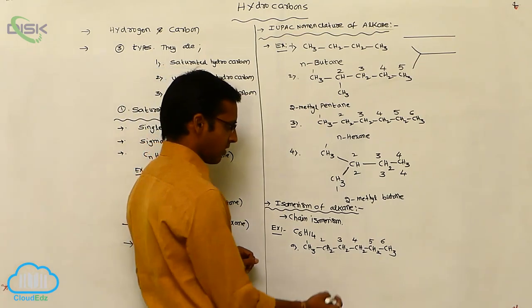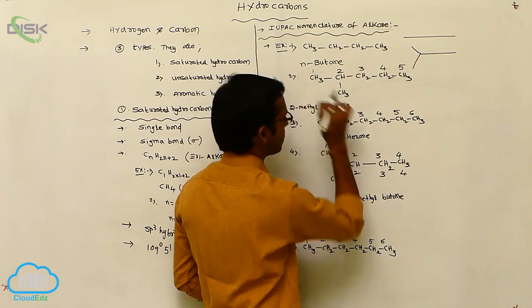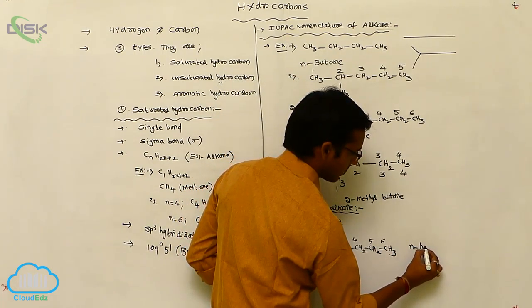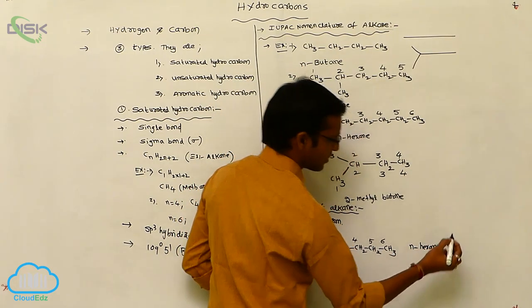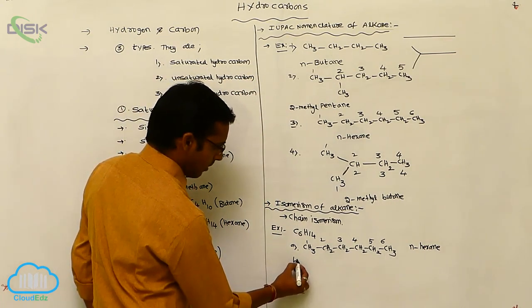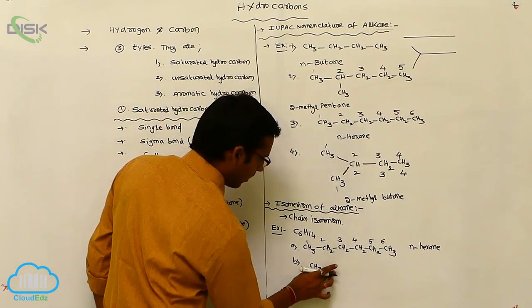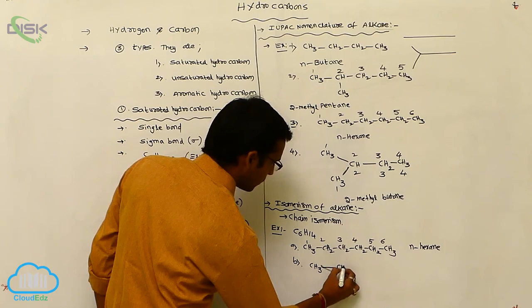If it is straight chain, what is the name of this one? Yeah, normal chain. n-hexane, because 6 carbons and all are saturated. n-hexane. That is your one isomer. Same molecular formula, now differ in their substituent position.